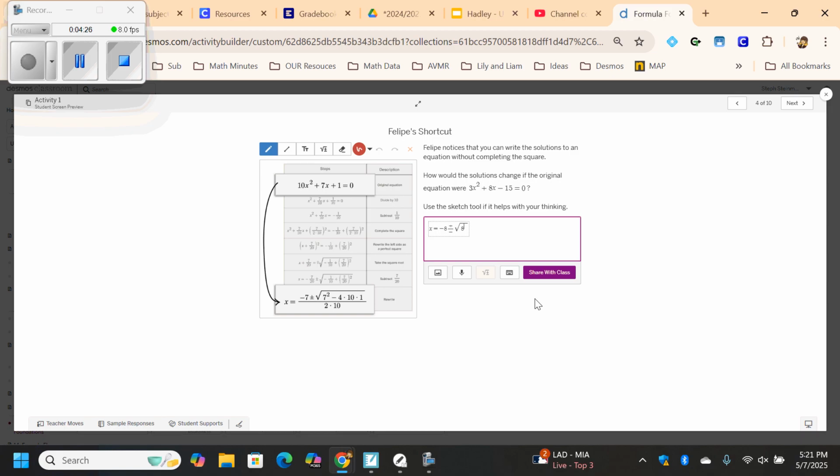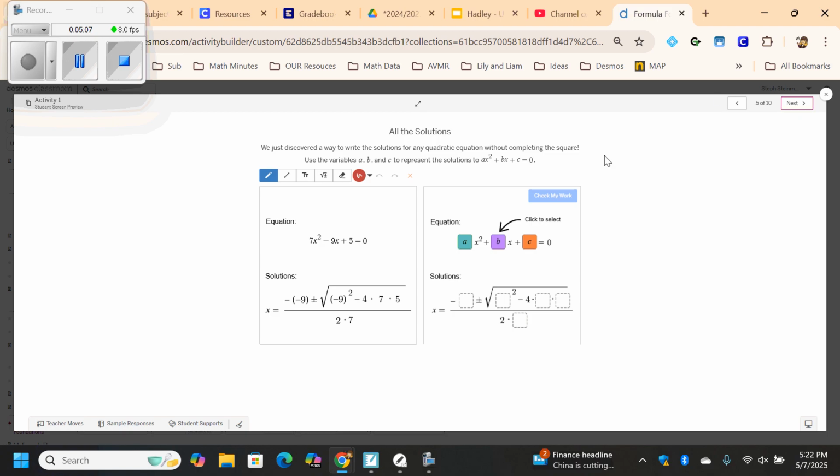of 8 squared minus 4 times 3 times -15 divided by 2 times 3. And I'm going to move this negative sign. So that's how we would show where the numbers change. And again, we're just typing them into the quadratic formula.